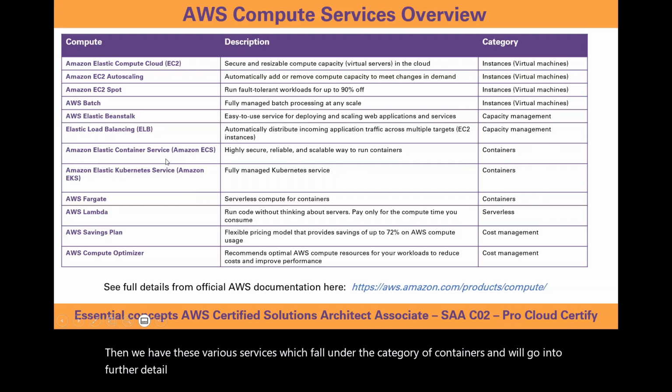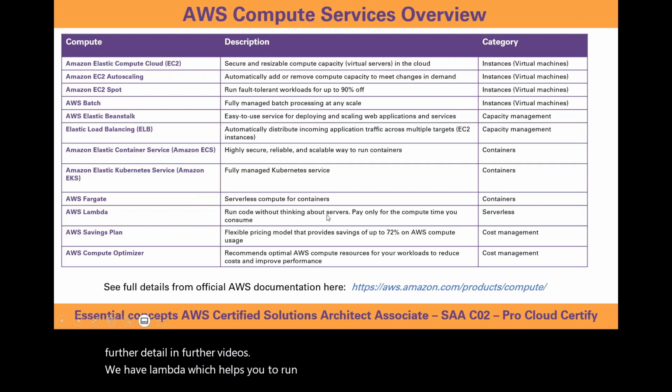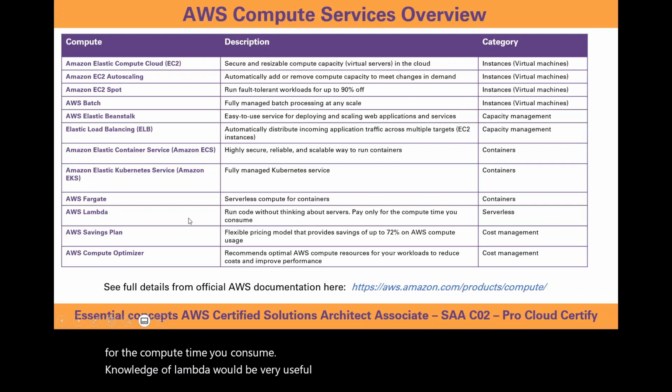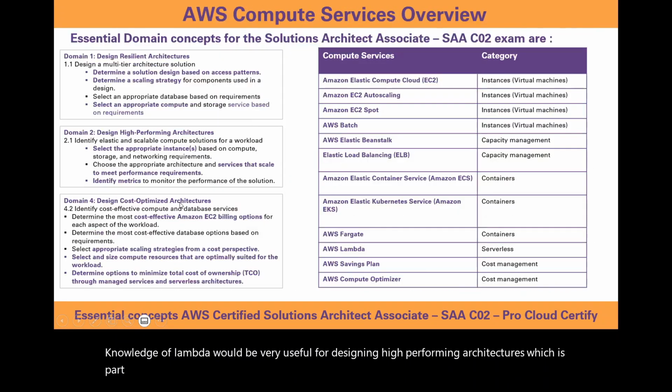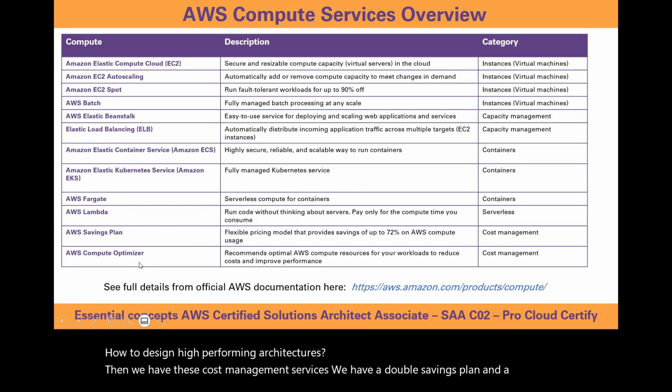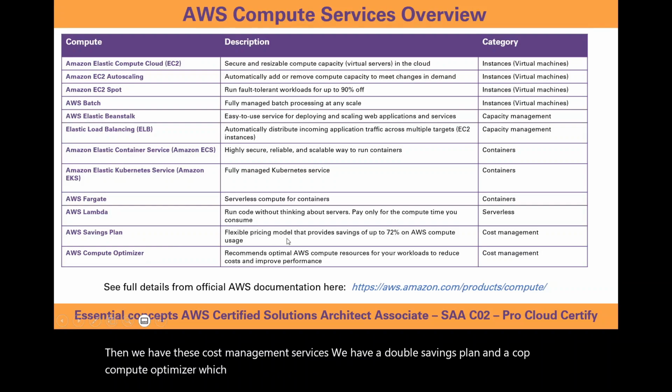Then we have these various services which fall under the category of containers, and we'll go into further detail in further videos. We have Lambda, which helps you to run code without thinking about servers and to pay only for the compute time you consume. Knowledge of Lambda will be very useful for designing high-performing architectures, which is part of Domain 2, how to design high-performing architectures. Then we have these cost management services. We have AWS Savings Plans and AWS Compute Optimizer, which help you to design more cost-efficient architectures with the various compute services on offer.